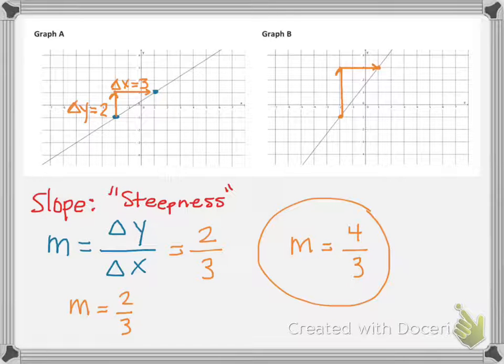But that's how we find slope. We're just changing from one point to the next and considering how the y value changes. That's our up and down. And then over, how does the x value change? That's our right or left.